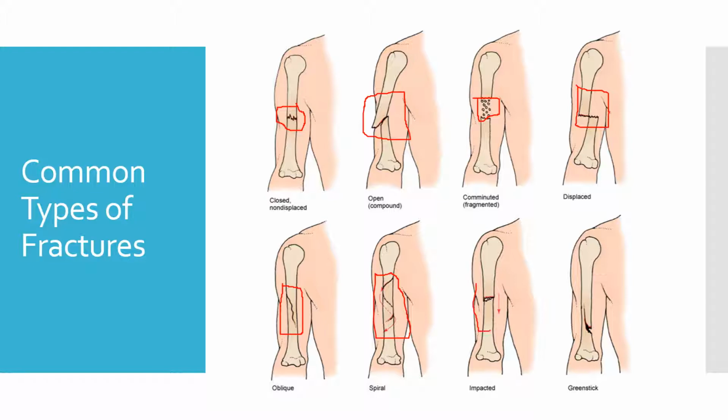Impacted, there's a lot of pressure onto the bone below. And then there are little fragments in between. And then the greenstick fracture is an incomplete fracture, meaning it's not all the way through and through. And one side of it is splintered and the other side is bent.